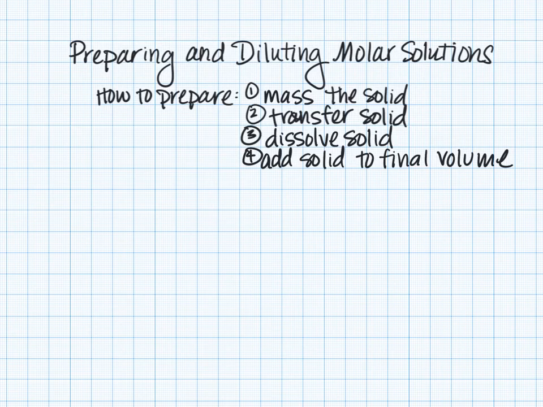So here are the steps that you'll take in a laboratory to prepare a particular solution. First thing you're going to do is mass the solid. You'll then transfer the solid to the appropriate container. You'll dissolve the solid into the solvent, and then you'll add solvent to the final volume. Great.